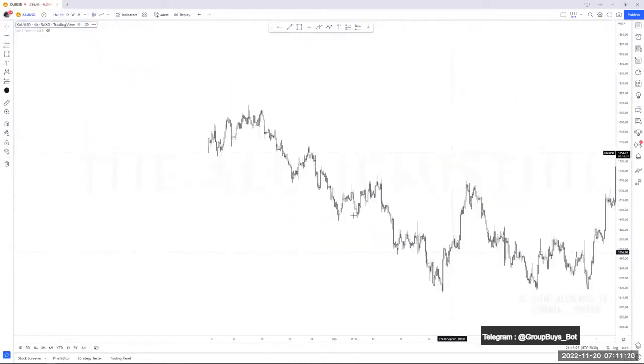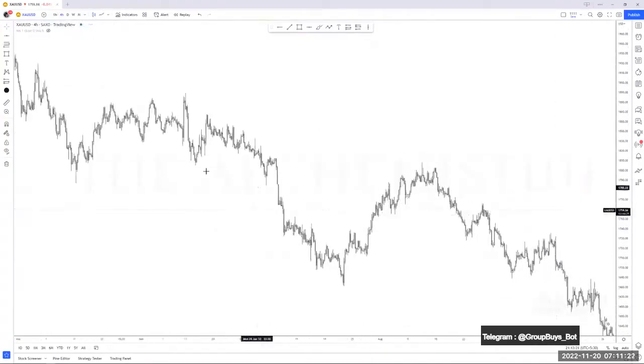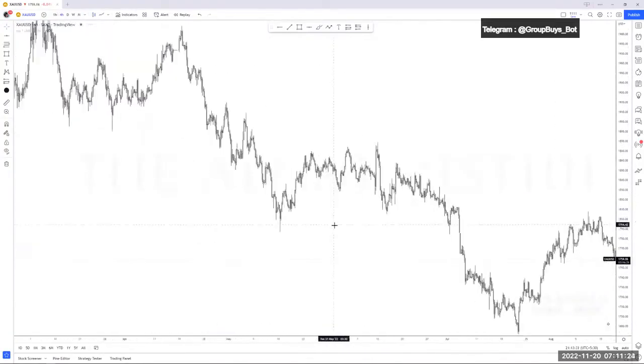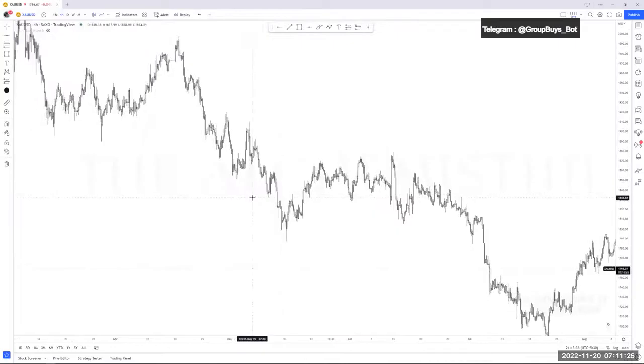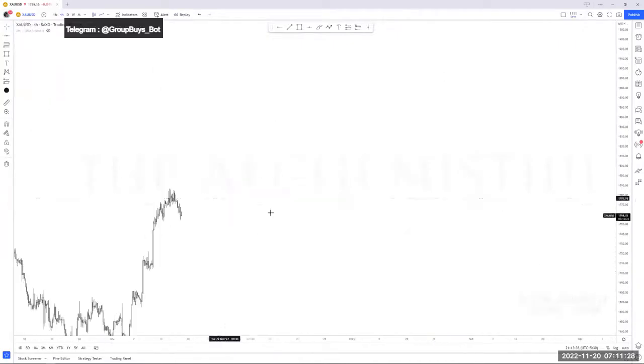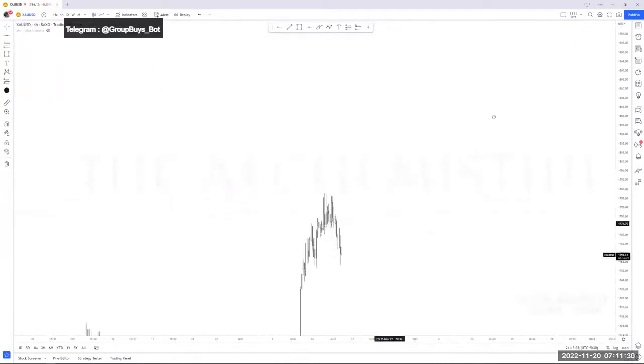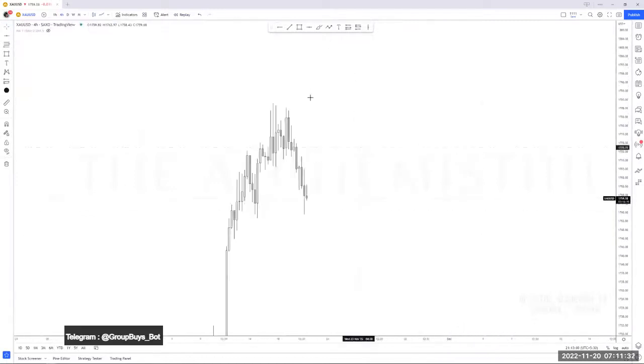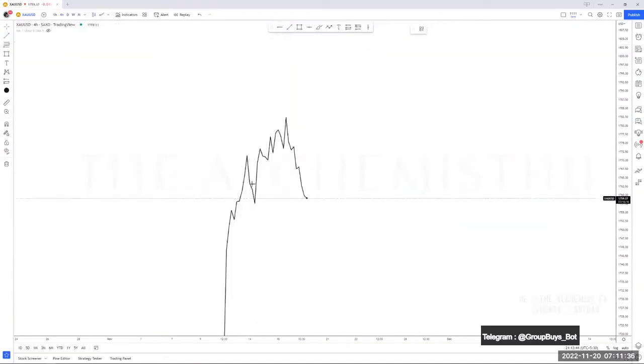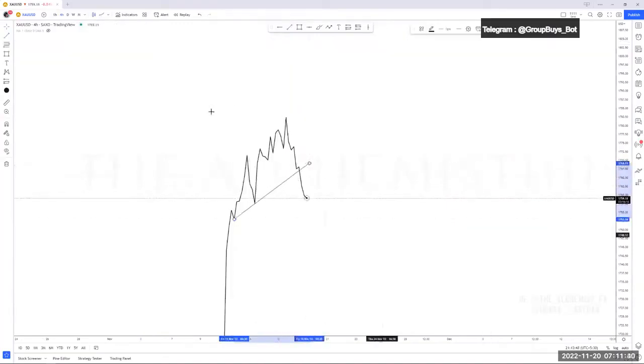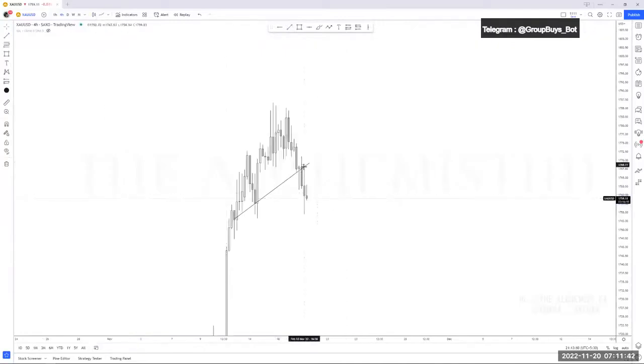Okay, so let's see if we have some more. Where else do we have this break and retesting? Even right now we have one. Price did not actually tap right into it, but I'll show you. First point, engulfing. Second point, engulfing. What happens? Break. Almost into it.